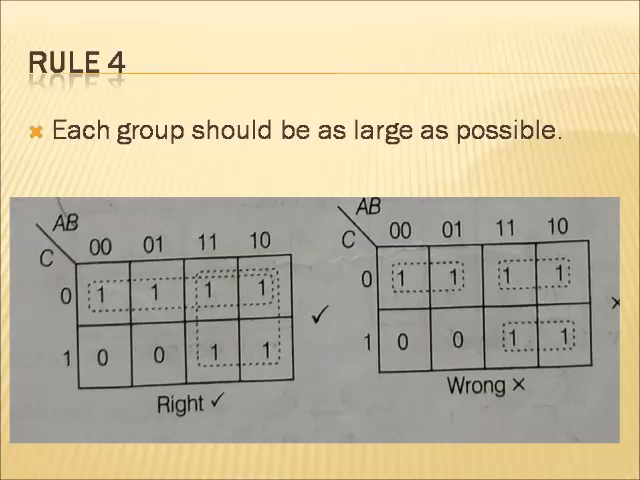Less number of groups means, in this you can see the left hand side one, which contains 2 quads, right? And on the right hand side there are 3 pairs. So we have to form the groups as large as possible.